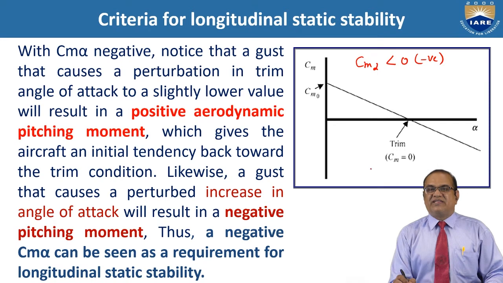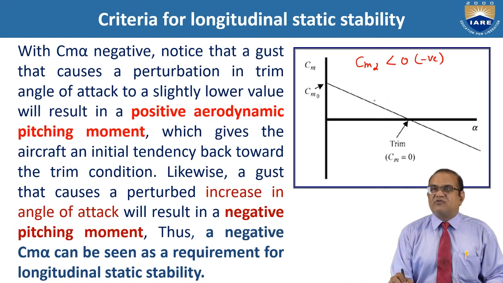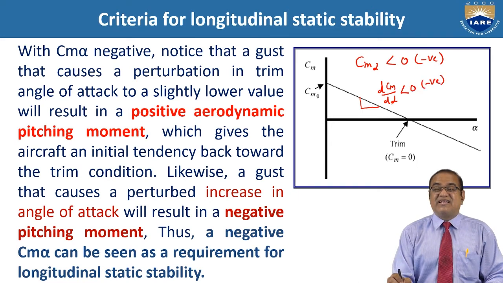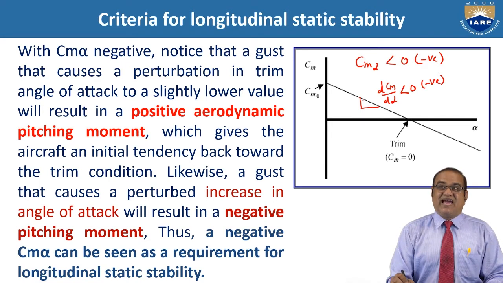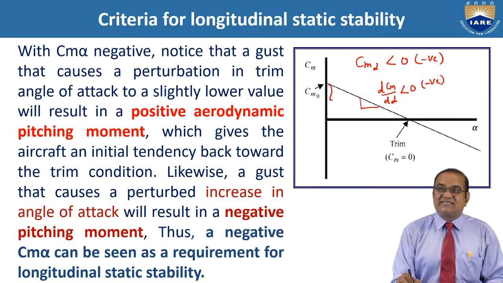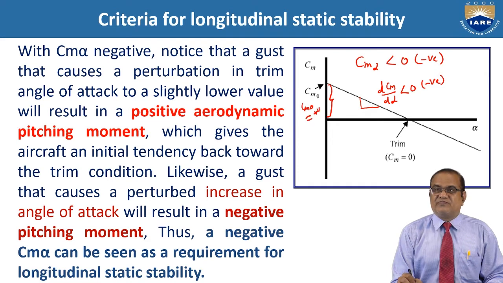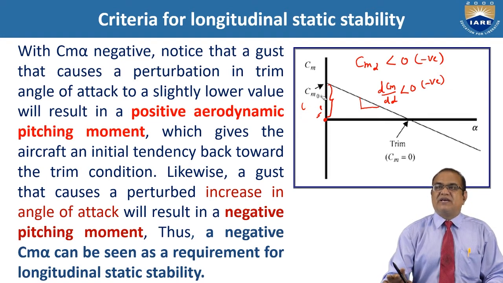Okay, so the negative Cm alpha, here if you see in this plot, the slope is dCm by d alpha less than 0 or negative. If this is the condition, then aircraft is statically stable in longitudinal case. And second case, this Cm naught should be positive. This is the 0 and this is the positive direction. So the Cm naught should be positive.